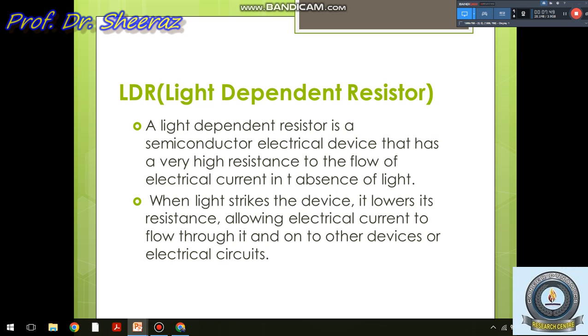The last one is the LDR, or light dependent resistor. A light dependent resistor is a semiconductor electrical device that has a very high resistance to the flow of electric current in the absence of light. When light strikes the device, it lowers its resistance, allowing electrical current to flow through it and on to other devices in the electrical circuit.